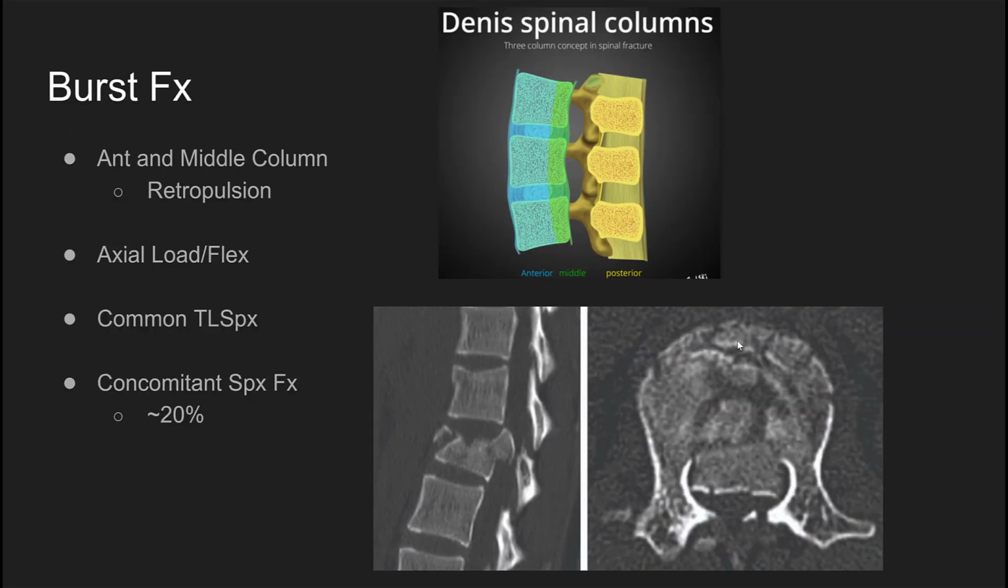So this is talking a little bit more about burst fractures in particular. This involves the anterior and the middle column. Usually there's some sort of bony retropulsion. This is what separates it from a pure vertebral compression or wedge fracture, as sometimes they're called. That's just an anterior column injury, and this one has both. It's usually an axial loading and a flexion component to this injury. Commonly this is in the thoracolumbar spine. And it's important to look at the entire spine because 20% of the time you're going to see a concomitant spine fracture somewhere else in the body.